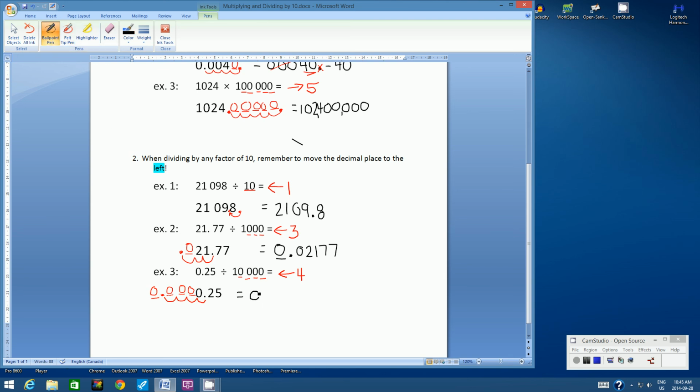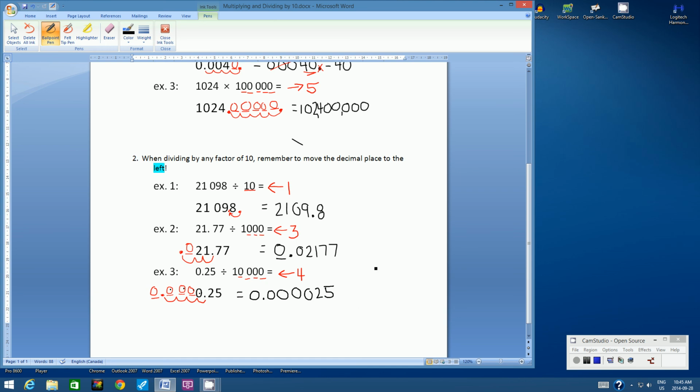So we have 0.000025. Let's count the zeros behind the decimal. 1, 2, 3, 4, and we have 1, 2, 3, 4. 0.25 divided by 10,000 is 0.000025, a very small number.